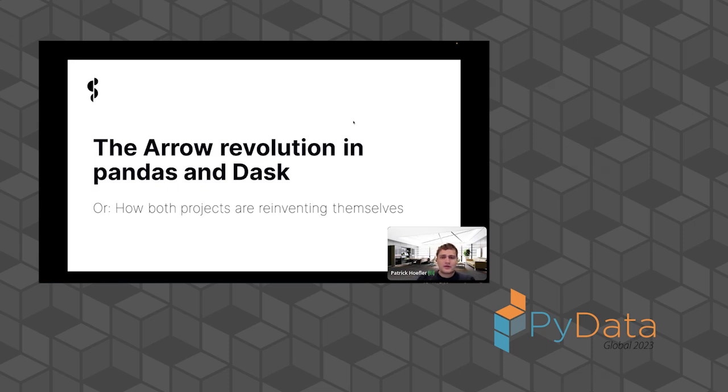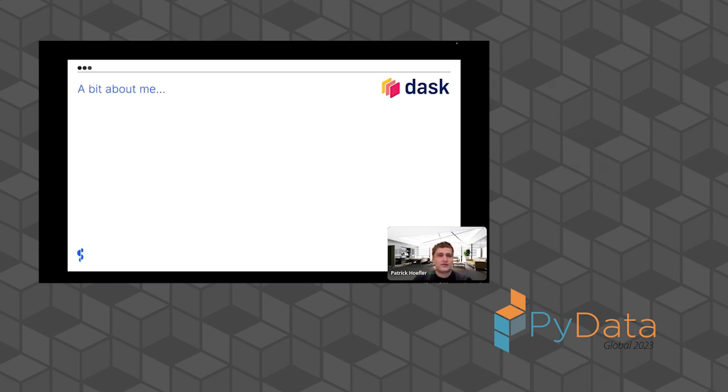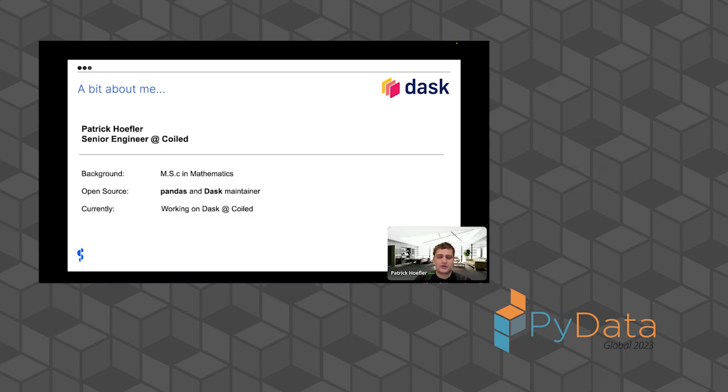So we will learn a little bit about how the Apache Arrow project is changing pandas and Dask for the better, hopefully. The introduction about me, we can keep this brief. Tamara already mentioned all the important things. I work at Coiled, where we deploy Dask for our customers. And my main responsibility is improving Dask and pandas. So that's nice to be able to work on open source almost full time.